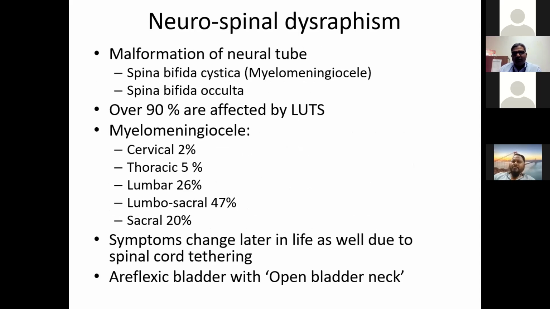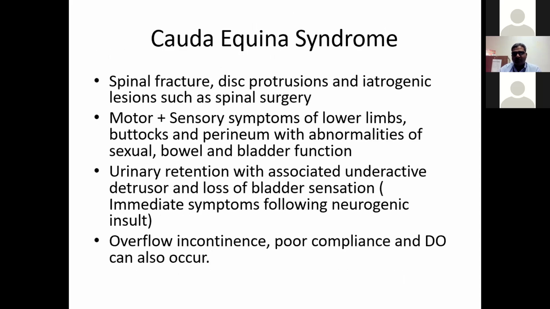Spina bifida can be spina bifida occulta or spina bifida cystica. And in patients with neural tube defects, over 90% are affected by lower urinary tract dysfunction. The meningomyelocele involves the lumbar, lumbosacral, and sacral part of the spinal cord in more than 90% of the patients. And even if it is fixed early in life, the symptoms change later in life because of the tethering of the spinal cord after the surgery. Most of the patients with neural tube defect or spinal dysraphism present with an areflexic bladder along with an open bladder neck leading to urinary incontinence.